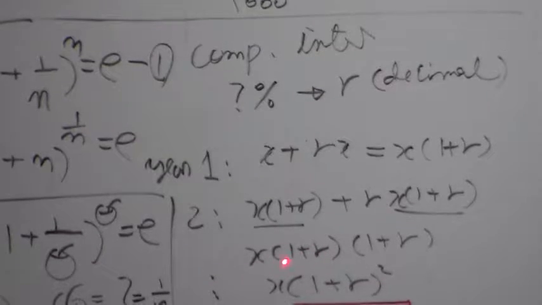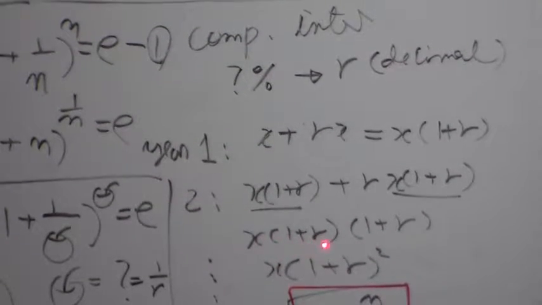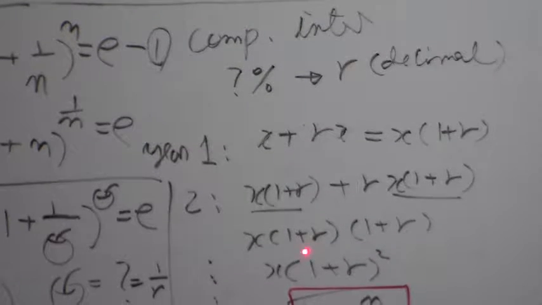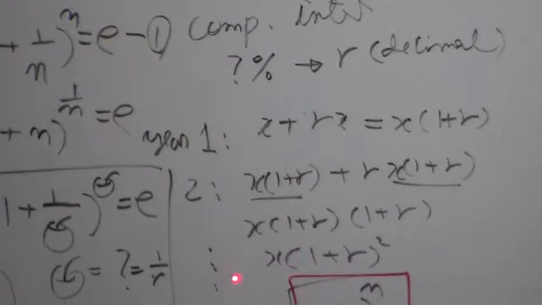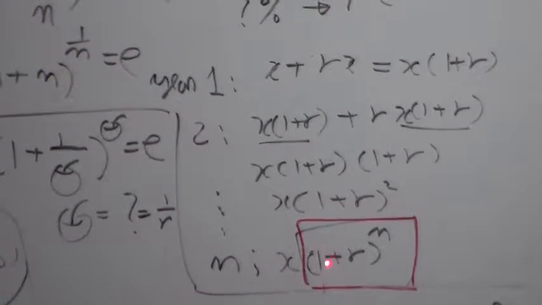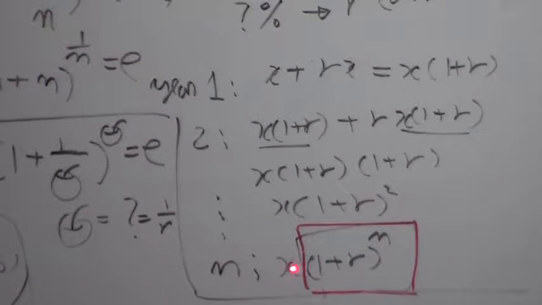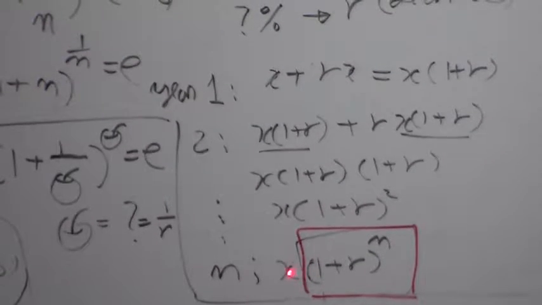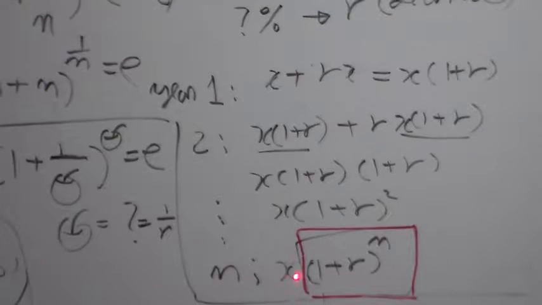Then look at this one. Very interesting. x times 1 plus r times 1 plus r is x times 1 plus r squared, correct? Then the nth year should be x times 1 plus r to the n power. This x means the initial investment. In physics, initial condition. In math, initial condition. Same meaning.